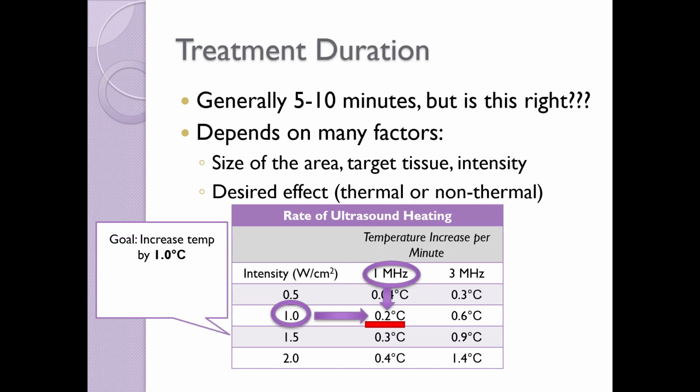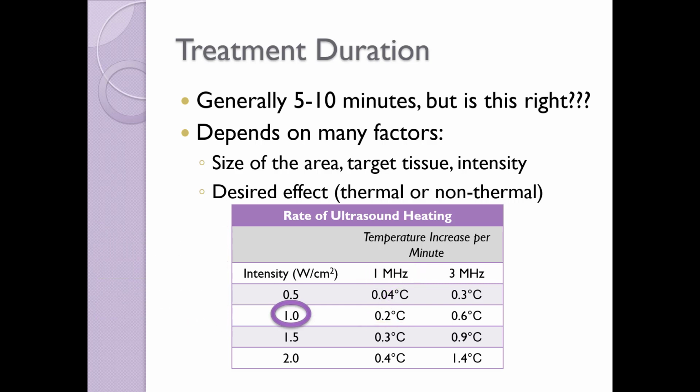Our original goal was a 1 degree tissue temperature increase. We could do the math to determine how much treatment time we would need. If we divide the 1 degree tissue temperature change by the 0.2 degrees Celsius of temperature increase per minute, we can calculate our treatment time of 5 minutes.